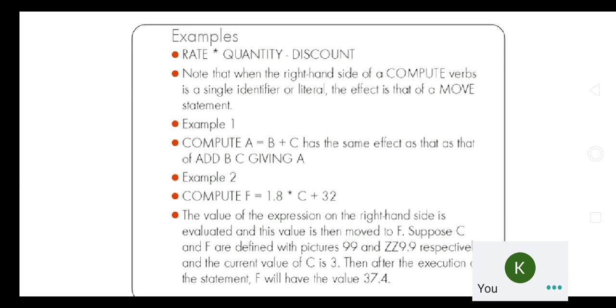And then sometimes we have a single identifier name to the right of equal to in some compute verbs. That works like assigning a particular value to one particular identifier. Okay. And here they have mentioned that it works similar to the move statement. So normally, for example, if a equal to 0, we are going to check some condition.